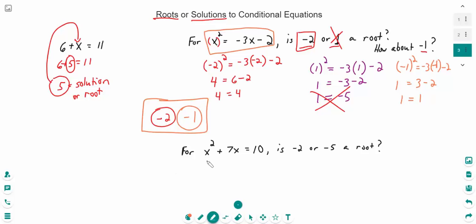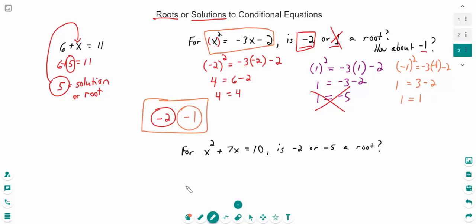Let's go ahead and try this one. I want you to try this one on a separate sheet of paper. It's just a very similar thing. If we have x squared plus 7x equals 10, is negative 2 or negative 5 a root? So go ahead and pause the video and give it a whirl and see if you can decide.